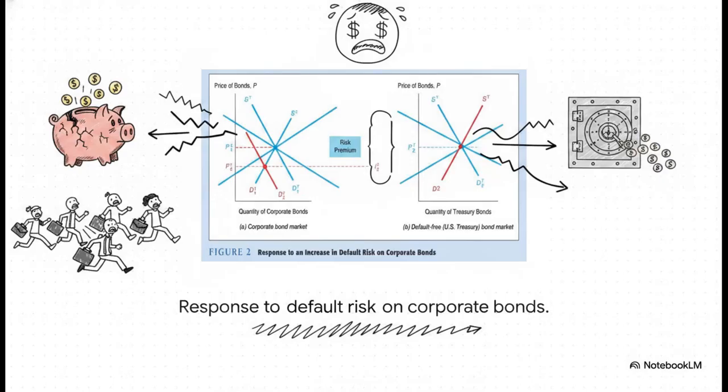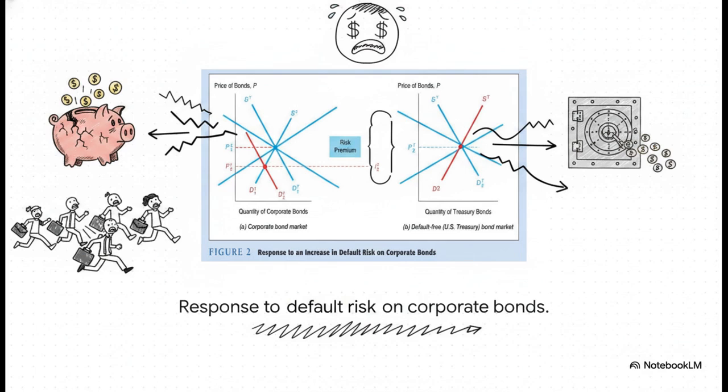Let's see what fear actually looks like in the market. Imagine a corporation suffers massive losses, meaning they might not be able to pay back their debt. That is default risk. If you look at the corporate bond side of things, you'll see the demand curve shifting sharply to the left. Investors are fleeing. This drops the price of the bond, but critically, it forces the interest rate up just to attract anyone willing to take on that level of risk.